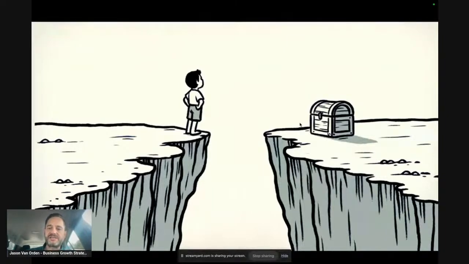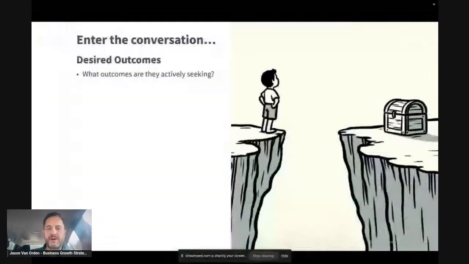So how do we enter this conversation already going on in their mind in terms of where they're at, where they want to go, outcomes, and these gap issues or challenges in the middle that are holding them back? Well, in addition to what those outcomes are that they are actively seeking, there are 4 different types of gap issues that exist here in the middle of this chasm, if you will. And I call these the 4 O's.